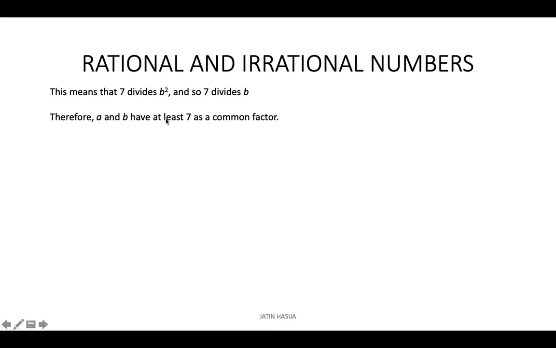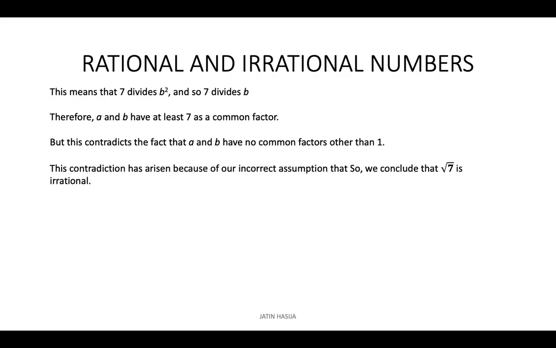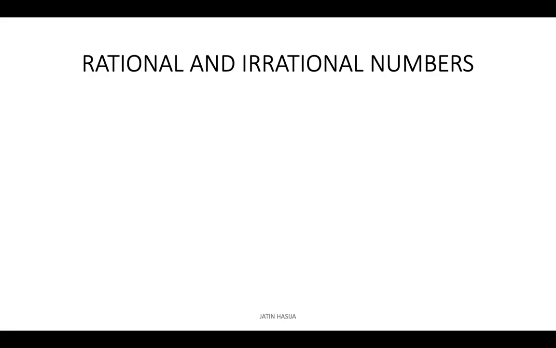Now a and b both cannot have any common factor other than 1 because they have been assumed as coprime. Hence, there is a contradiction. Therefore, we can say that root 7 is irrational number. Now, the third question of the same category. Now, show that 3 plus 2 root 7 is irrational. Although the steps will remain same, you have to follow this.